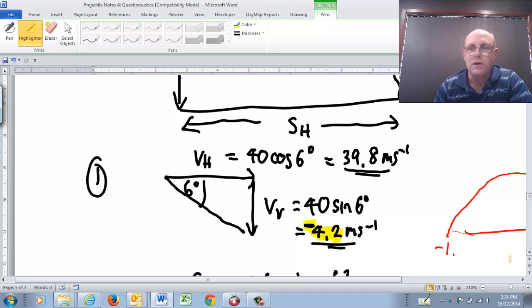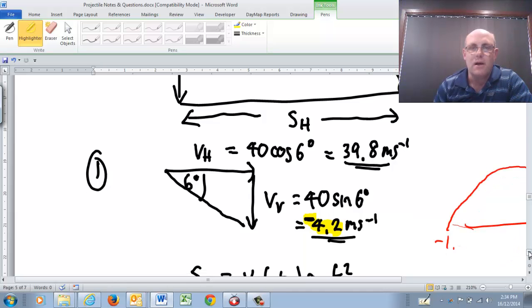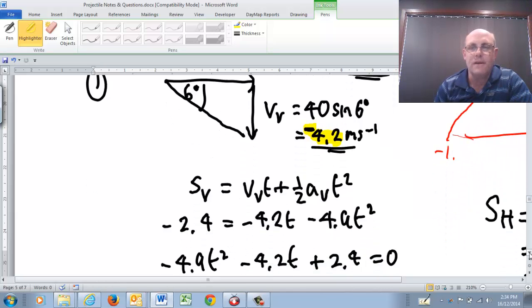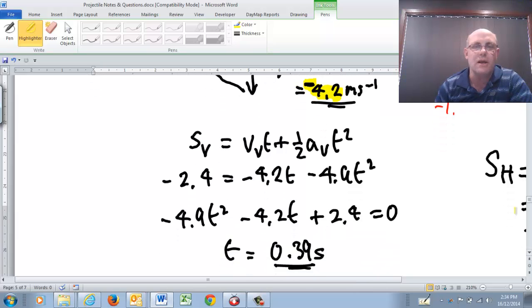Alright? So to work out the time of flight, again we have to work that out to actually know how long it's going to take to hit the ground. So that's going to be negative 2.4. We know the vertical velocity is negative 4.2, and that's going to be negative 4.9, half of gravity. So rearranging that, that becomes now plus. Alright, put that into your graphics calculator, and that will work out to be 0.39 seconds.